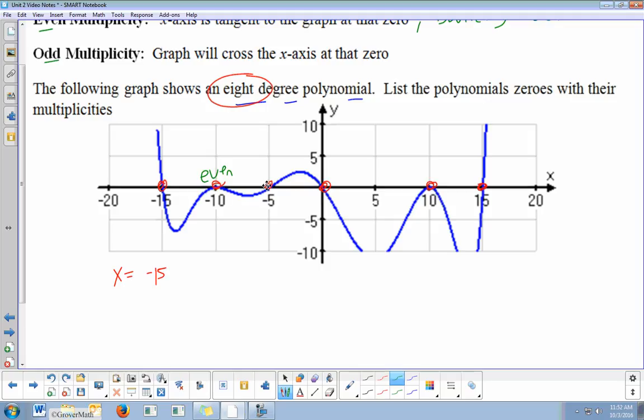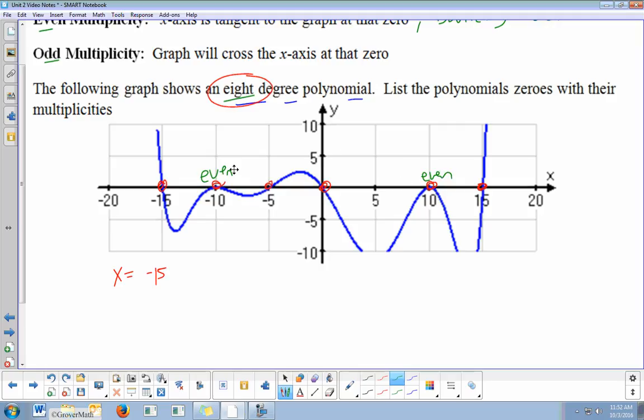It's crossing here, crossing here. Now, crossing doesn't mean it's 1. It just means it's odd. So there could be 1 of those, could be 3 of those, could be 5 of those. But that's going to be odd. That's going to be even. That's odd. That's odd. It's crossing, crossing. Here's another bouncing one. That's even. Since we're degree 8, that means we have 8 factors. And since there's 6 of them here, these 2 must be doubled.